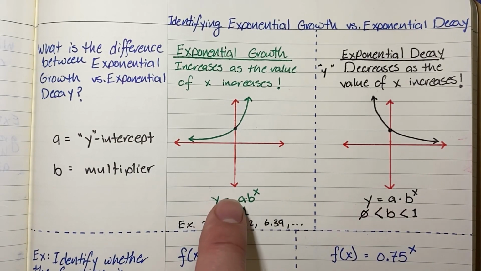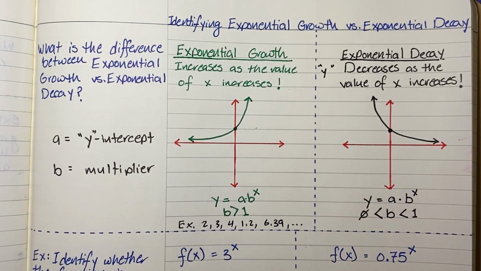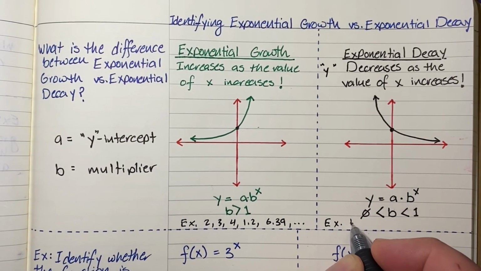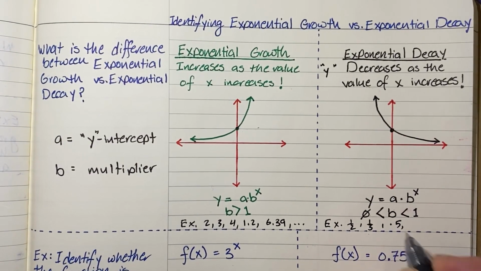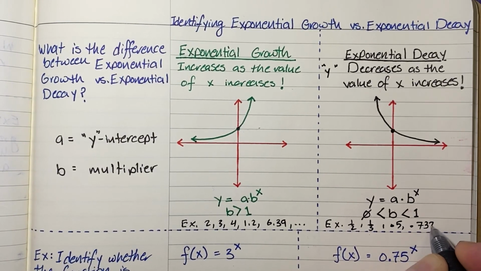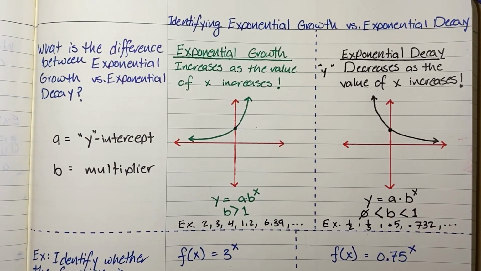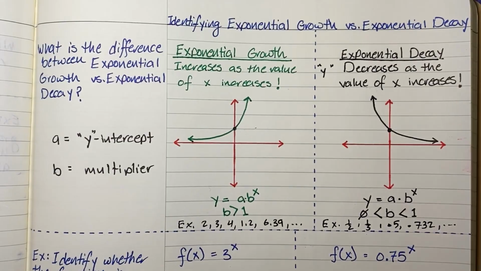The parent function is the same for both. The only difference is that here, b is between 0 and 1. So what's an example of this? What are some numbers that would work? Well, 1/2 would work. 1/3, 0.5, which is the same thing as half, okay? 0.732, and so on. So again, any number between 0 and 1. Notice it is not equal to 1. It is not equal to 1, okay? It has to be greater than 1 or less than 1.